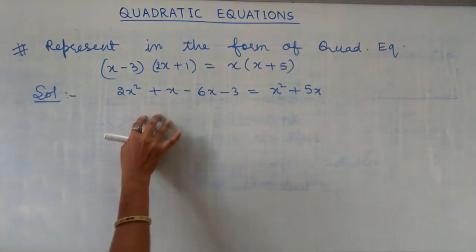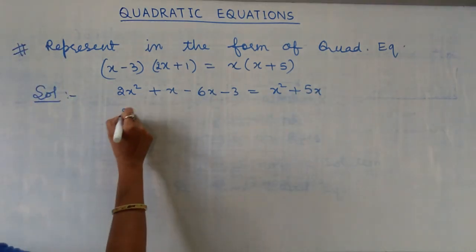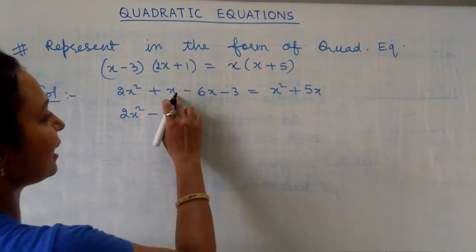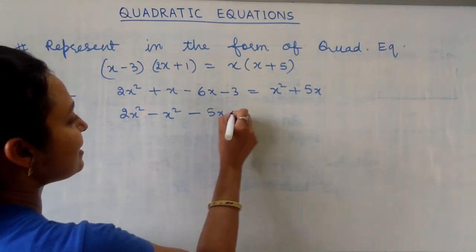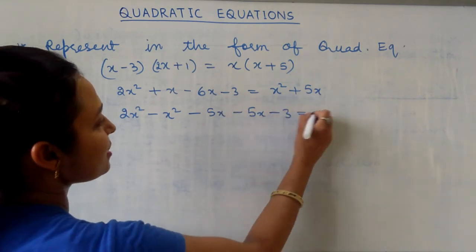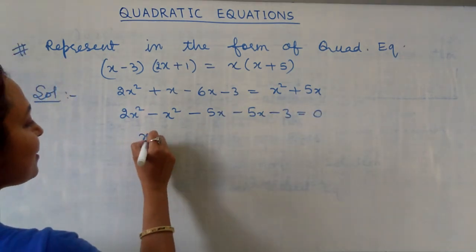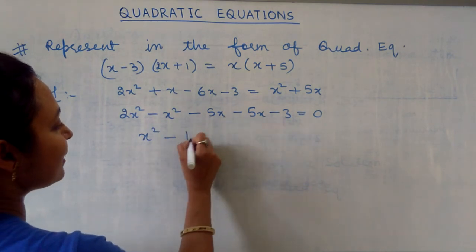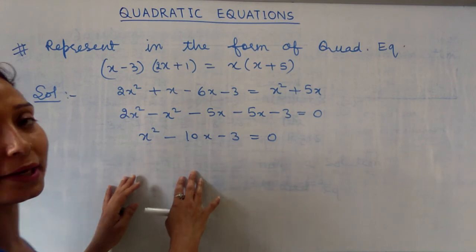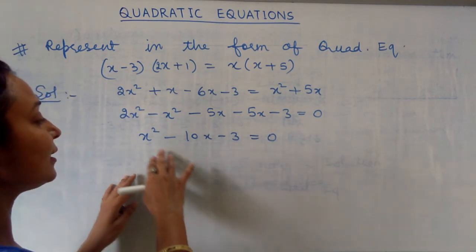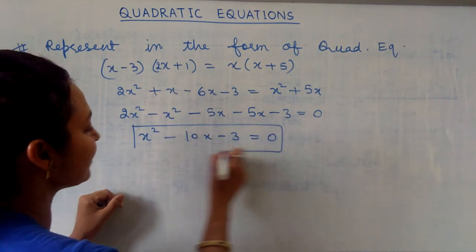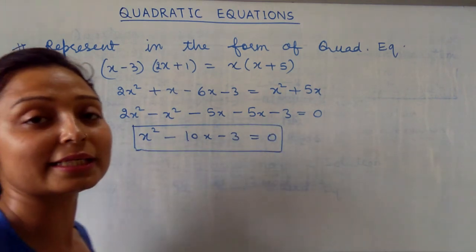Take all these terms on the left hand side. 2x square minus x square, it comes here with a negative sign. This is minus 5x, and minus 5x again, minus 3 is equal to 0. This is x square minus 10x minus 3 is equal to 0. Yes, it is a quadratic equation. A quadratic equation has degree 2. So this is the form of a quadratic equation. So these are the types.